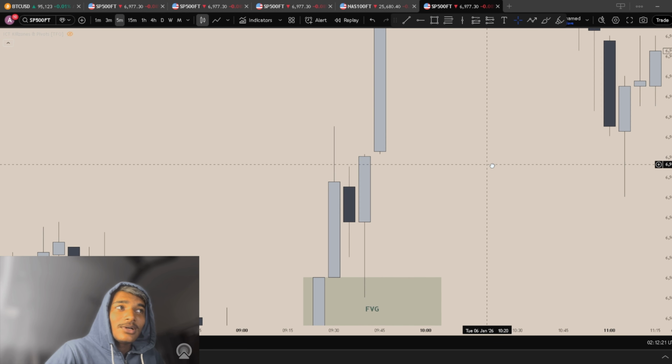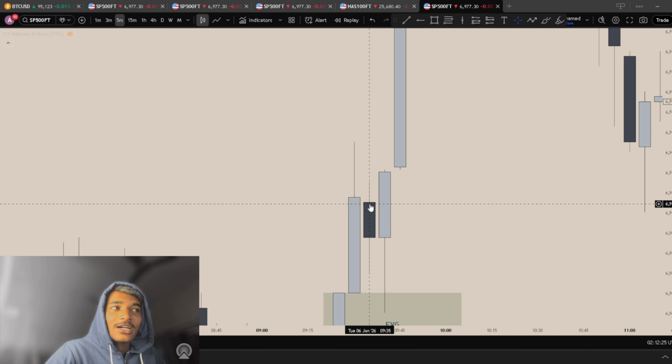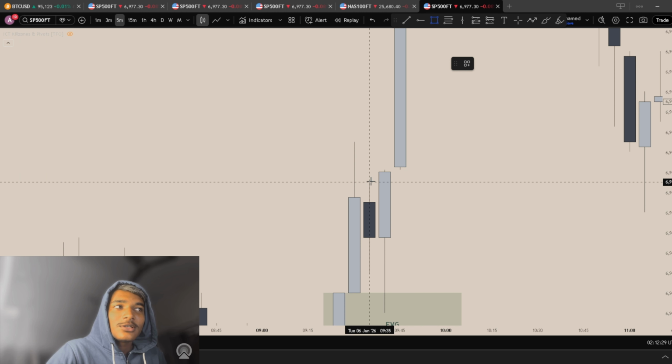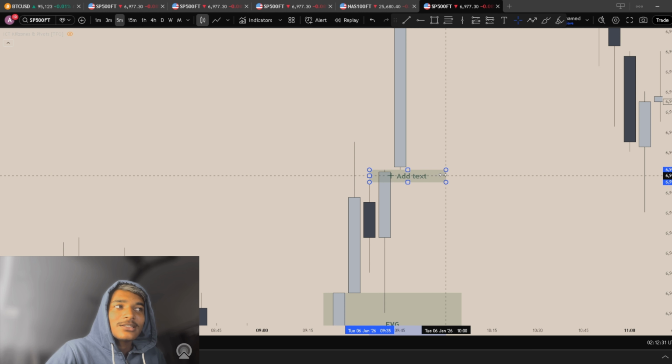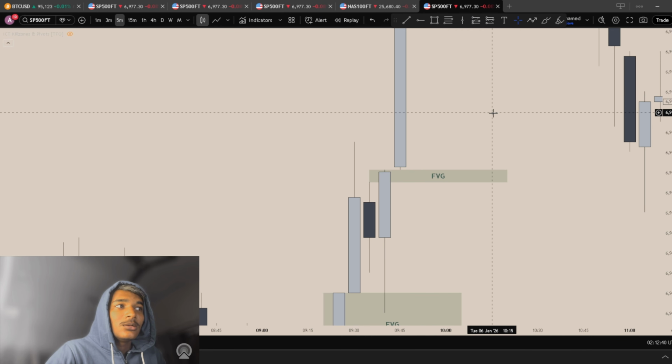Now as we move up, you can see this is the first candle, this is the second candle, and this is the third candle. Is there any gap between them? Yes, there is a gap. So this is a bullish fair value gap.